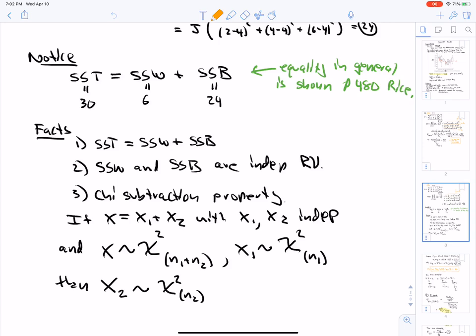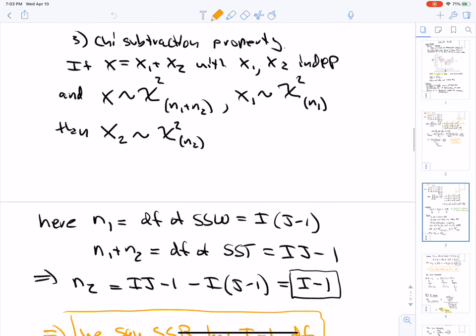that SSB is a chi-squared, we're going to use various facts. So 1, this equality. 2, that SSW and SSB are independent. And 3, the chi-square subtraction property, which says that if X is a sum of two random variables that are independent, and X is a chi-squared with n1 plus n2 degrees of freedom, and X1 is a chi-squared with n1 degrees of freedom, then X2 is a chi-squared with n2 degrees of freedom. The proof of this is a very simple moment-generating function argument, but I'm going to skip it.